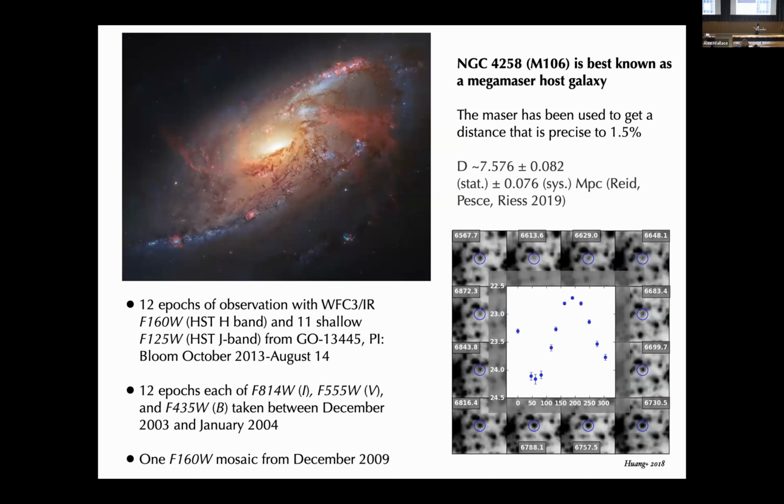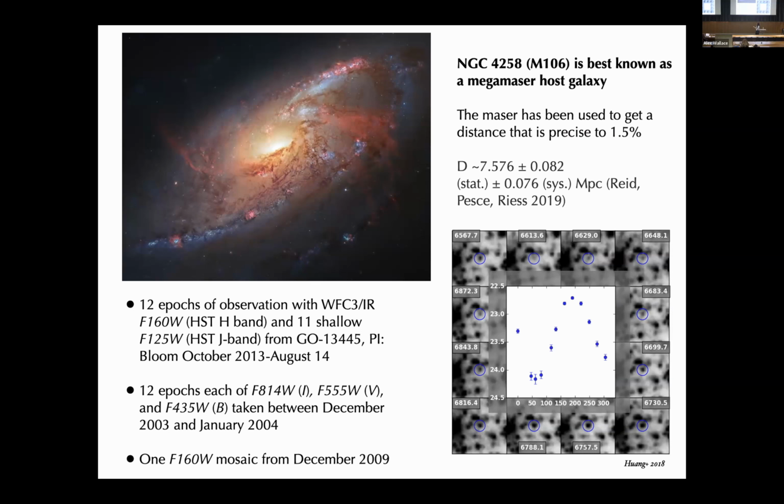And because of that, we went and looked at Miras in this galaxy using WFC3 IR observations in HST H and J band. And we had observations that spanned about a year. We also took some archival observations from ACS that were optical, taken about 10 years earlier. And we had one more F160W image from a mosaic that was taken in 2009. So basically, we cobbled together all the data that we could.